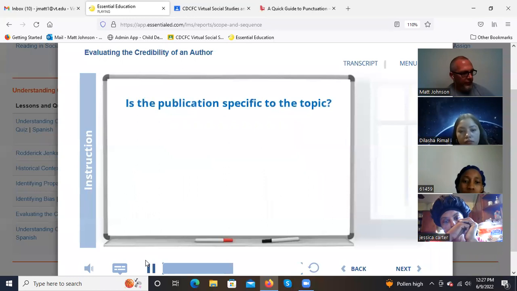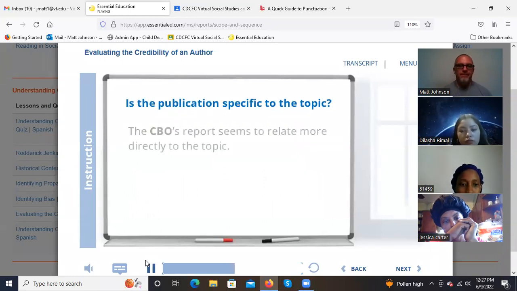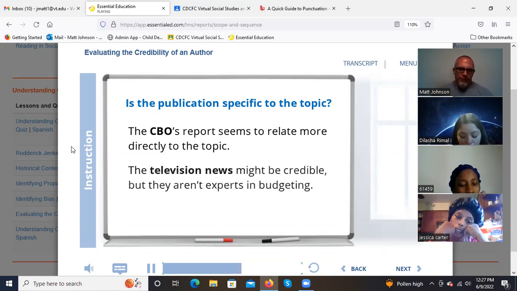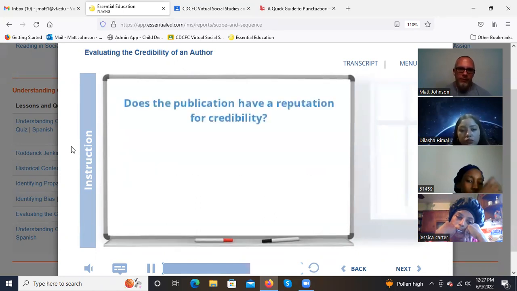Is the publication specific to the topic? Clearly, the CBO's report seems to relate more directly to the topic. The Congressional Budget Office specializes in congressional budgets. The television news might be credible, for the most part, but they aren't experts in budgeting. Would they even know if their expert pundit was being dishonest? Maybe not.